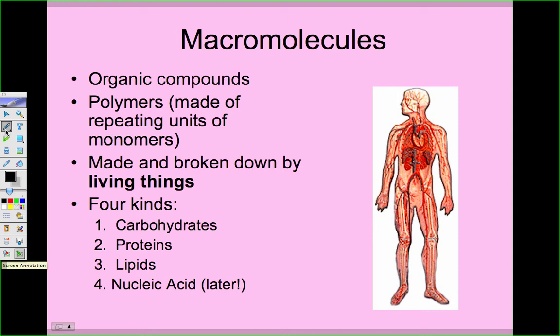The nucleic acids are the molecules that give the instructions to all of your cells about which kinds of proteins to build. And so again, we'll be learning about the nucleic acids in detail later.